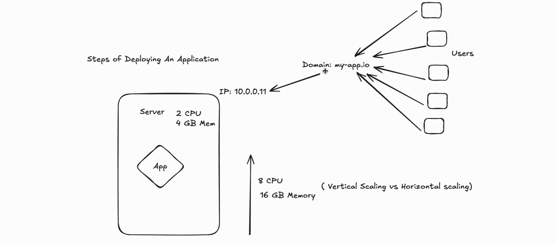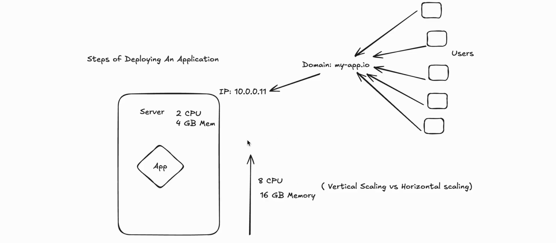So let's say your app is doing pretty well, and after a certain time, the traffic on your app increases, and there are a lot more users using your app. Since there are a lot more requests to process by this application, this server's specs might not be enough. So you might want to scale it up, right? So let's say you increase the CPU to 8, and you increase the memory to 16 GB.